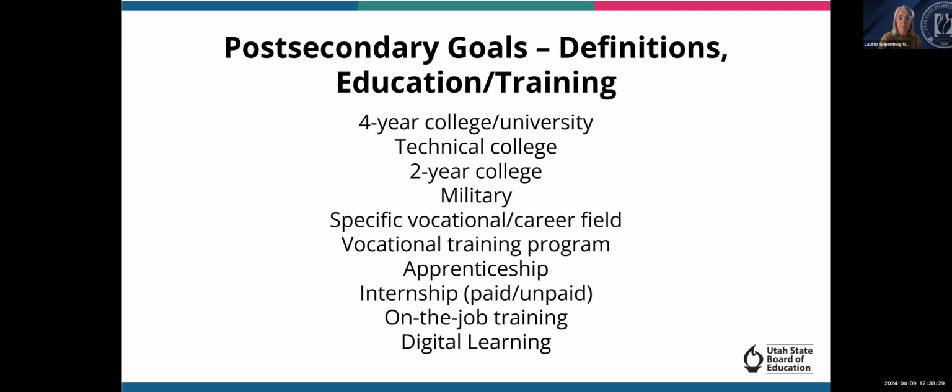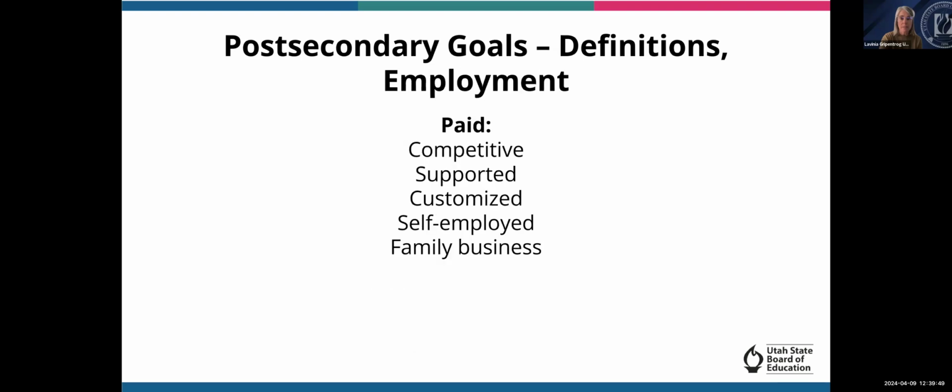So in other words, you could write a post-secondary goal that a student is going to have on-the-job training, for example, or they're going to take a digital learning course or some other kind of certification, a special vocational certification, for example. So that's what we mean when we're talking about post-secondary education and training: all of the things on this list. And then when it comes to employment, we are mainly talking about competitive integrated employment.